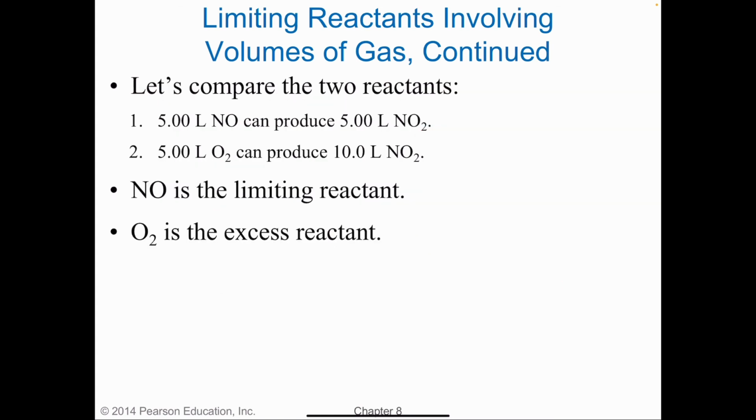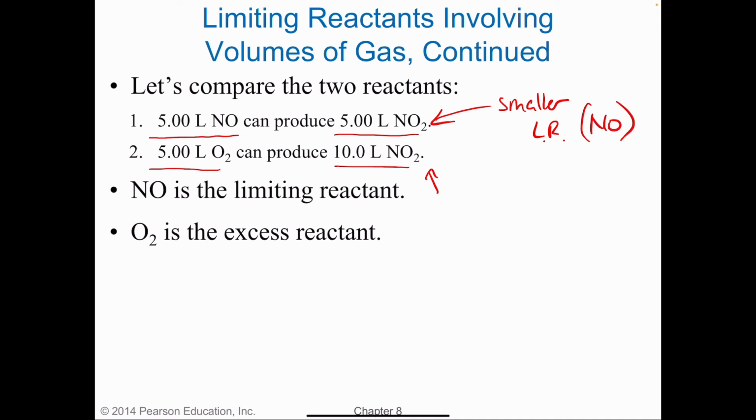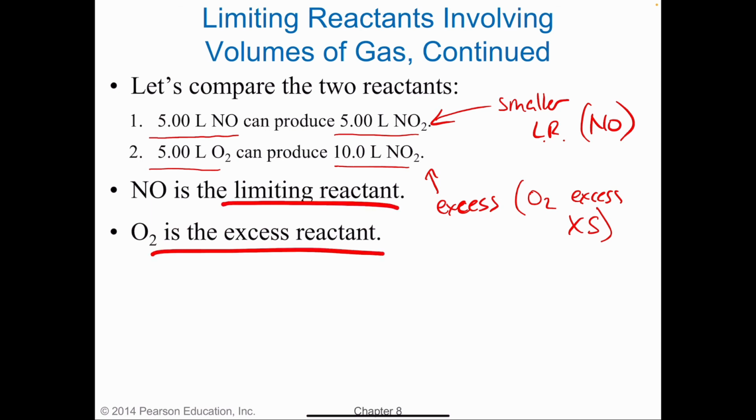So now comparing our two results, when we had 5 liters of one reactant, we've got 5 liters of product. And when we had 5 liters of the other reactant, we got 10 liters of product. So this one's smaller, so we say that one is the limiting reactant. Specifically, the NO, the nitrogen monoxide, is the limiting reactant. And with the oxygen, that one gave us a bigger number, so that one's in excess. So the O2 was in excess. Sometimes teachers or students write just XS. But NO is the limiting reagent, O2 is the one in excess.